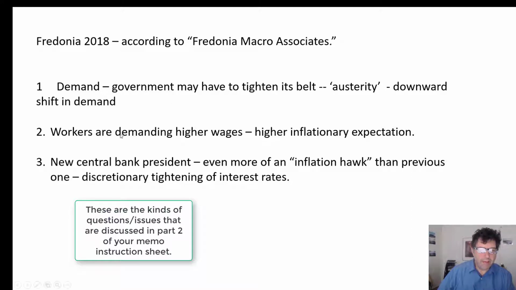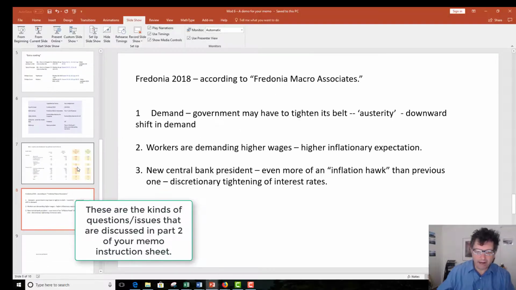That would mean a downward shift in demand. Workers also are demanding more wages, and that's going to mean higher inflationary expectations. And then finally, some in the Fredonia Macro Associates have a view on the new central bank president. That this person is even more of an inflation hawk than the previous one, which means what? That they expect some discretionary, some extra tightening of interest rates. So let's see how this plays out in Fredonia.